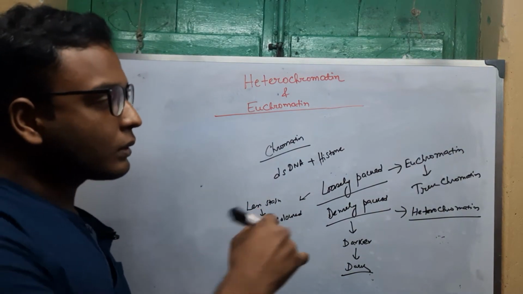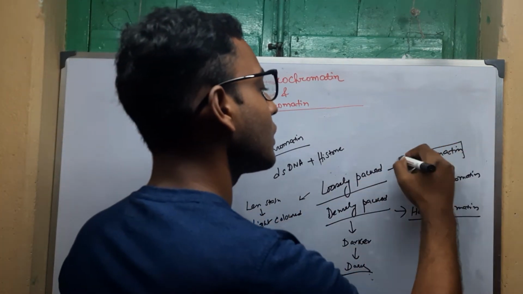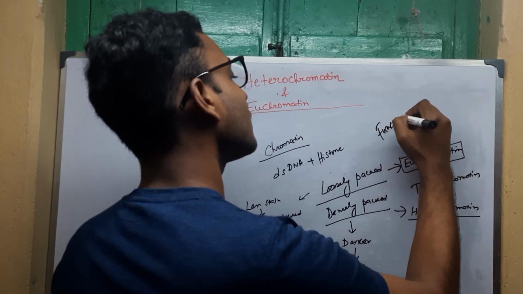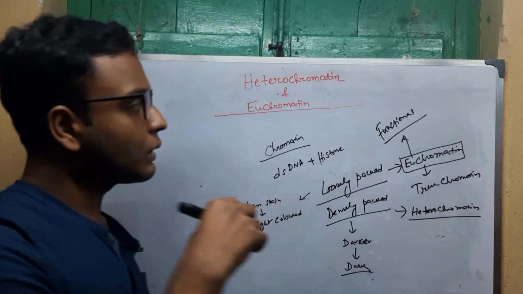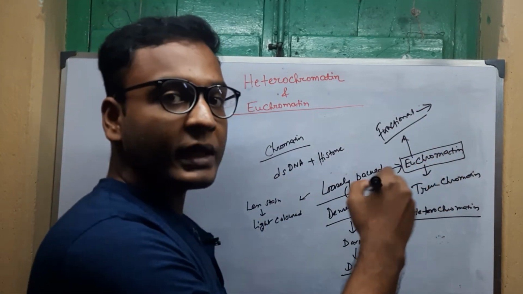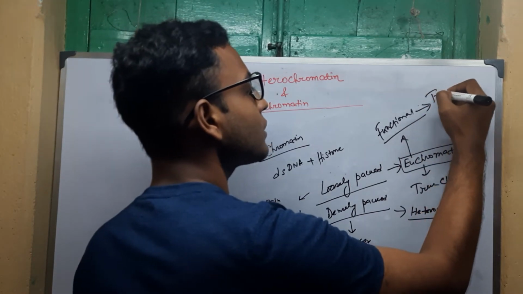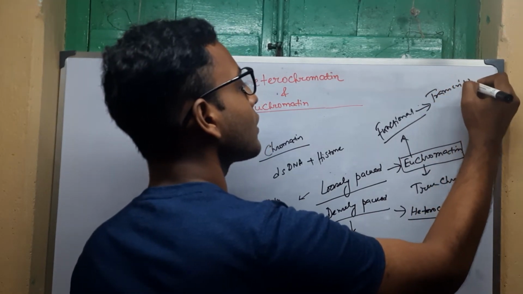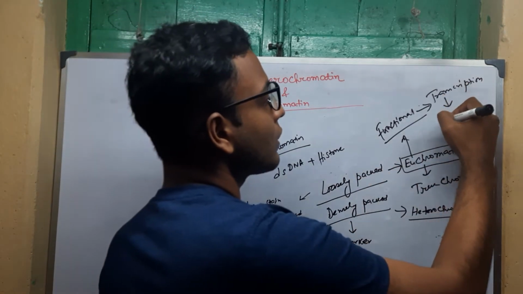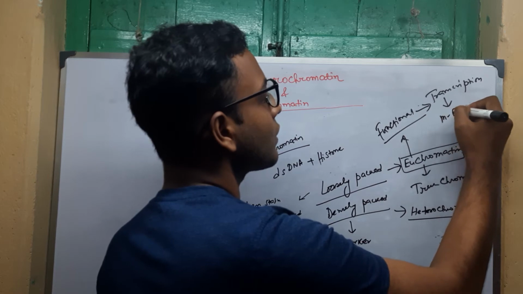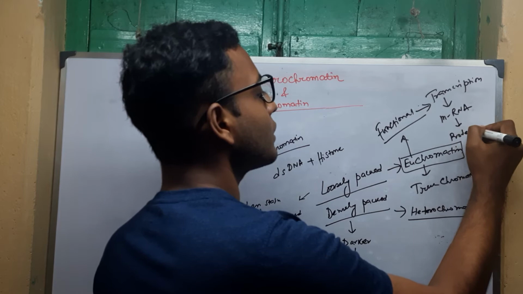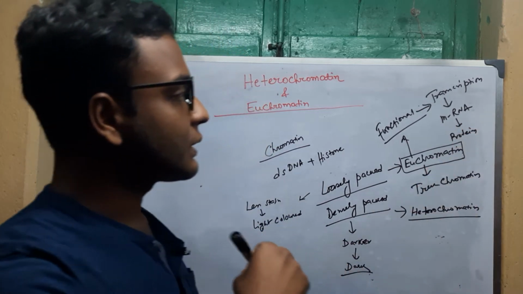The euchromatin structure is the functional one. Functional in the sense that this portion takes part in the process of transcription, and through transcription it produces functional mRNA, which ultimately produces protein through the process of translation.